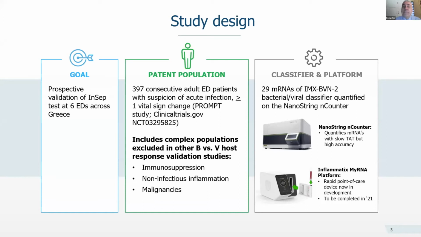So this is a multi-center trial. The trial is registered as the PROMPT study. It is registered at clinicaltrials.gov, and it enrolled 397 consecutive adults admitted in the emergency department. The idea is to try to understand, when these patients have signs of acute infection, whether we can depict a bacterial infection or a viral infection. Of course, you know very well that we use the classifier that is based on the interpretation of the expression of 29 genes of the host, and it uses NanoString technology.